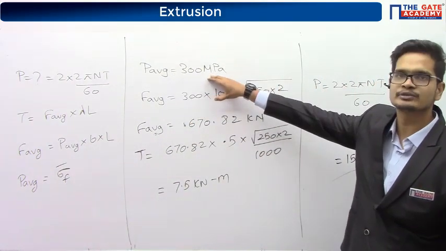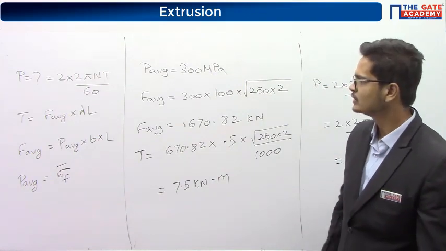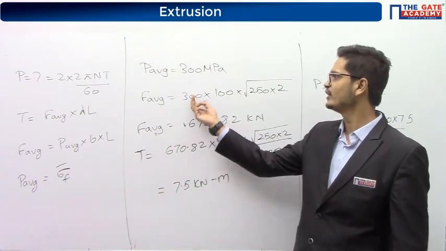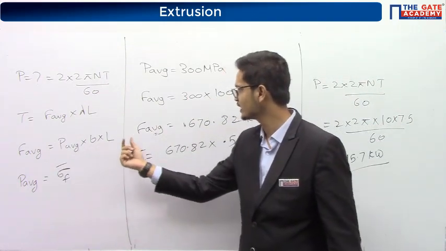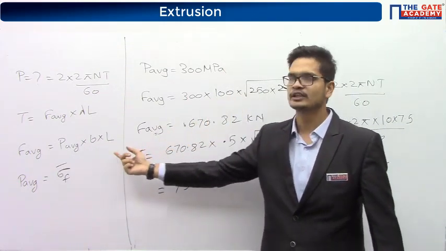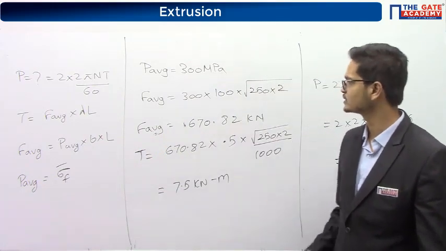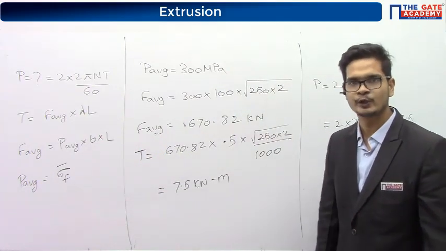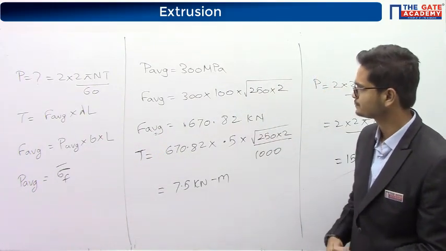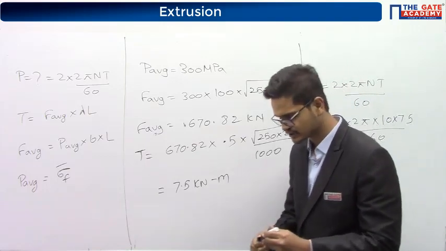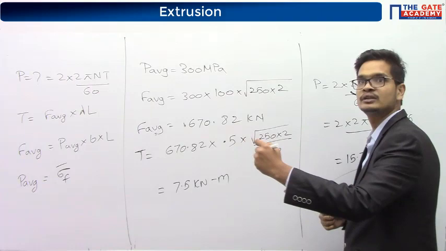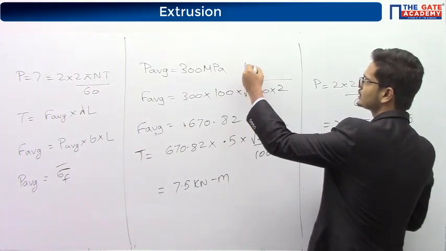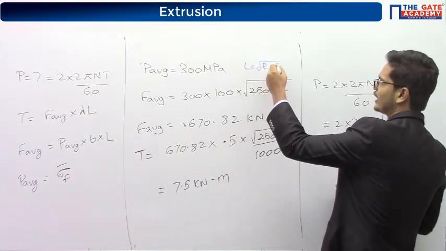So P average becomes 300 megapascal. F average is 300 into the projected area. The width is given as 100 mm and the length of deformation zone is given as root over of 250 into 2. L is root over of r delta h.